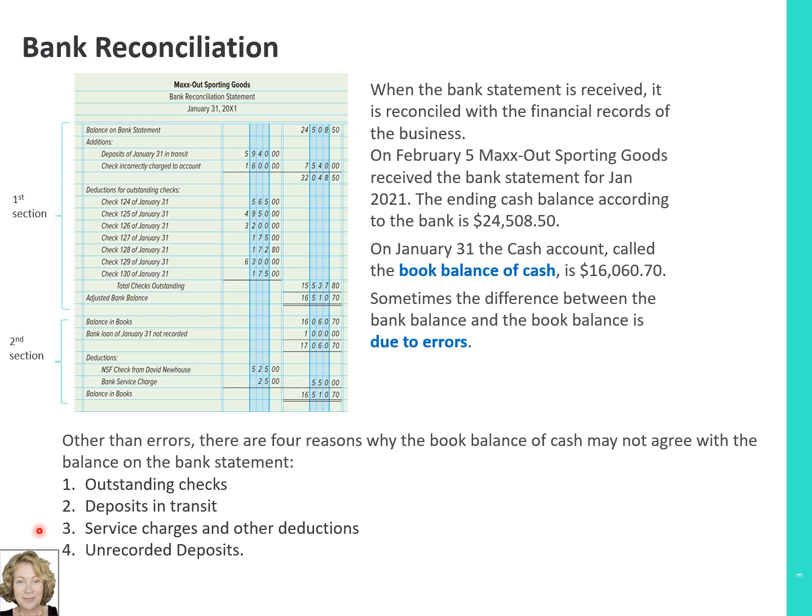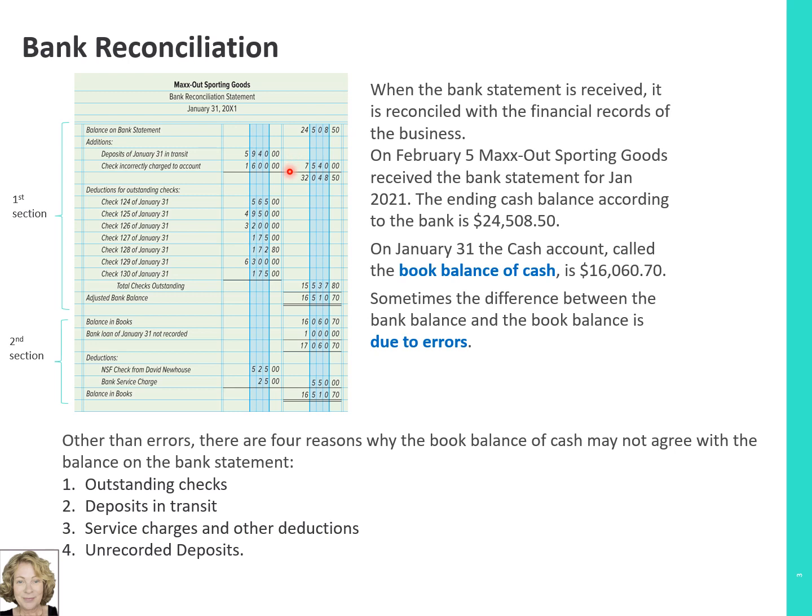When we look at the bank reconciliation here on this page, we can see at the very top the name of the business and underneath the title, Bank Reconciliation Statement, and the time period on the 3rd line. There are 2 main sections in the bank reconciliation. In the first section, we list the bank balance of $24,508.50 and add deposits in transit of $5,940. And any amount the bank owes us because the bank made a mistake of $1,600.